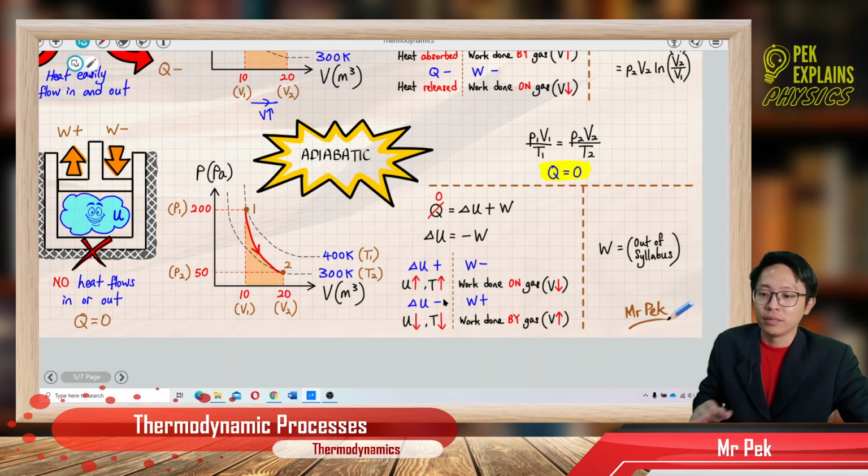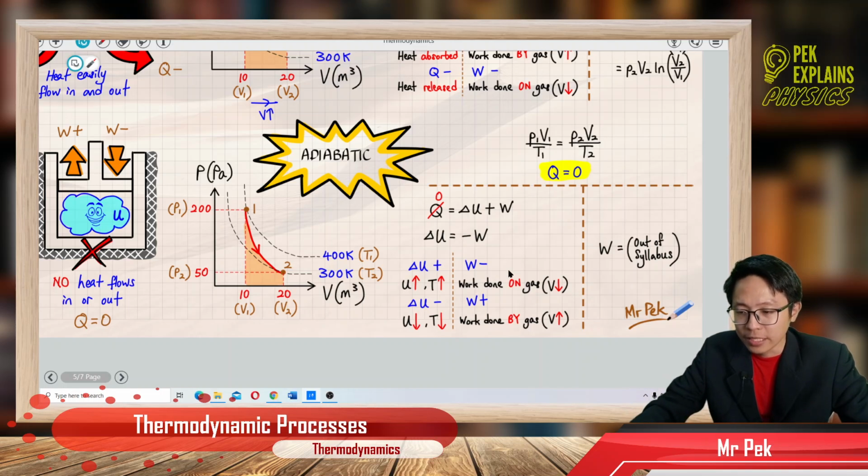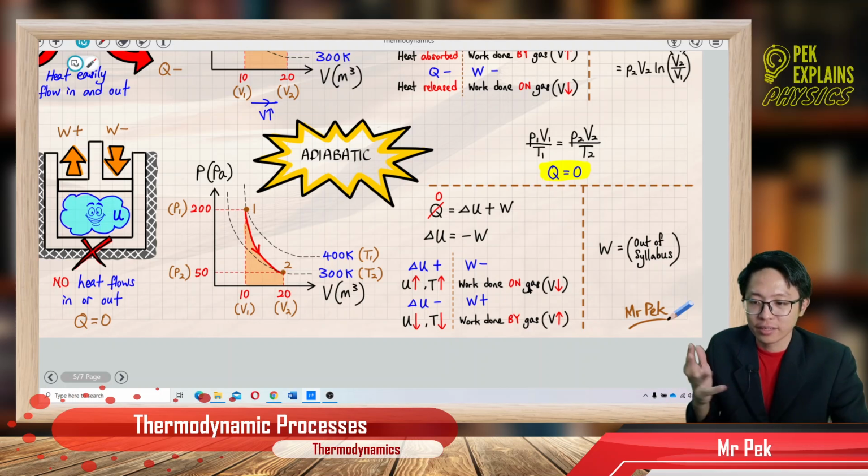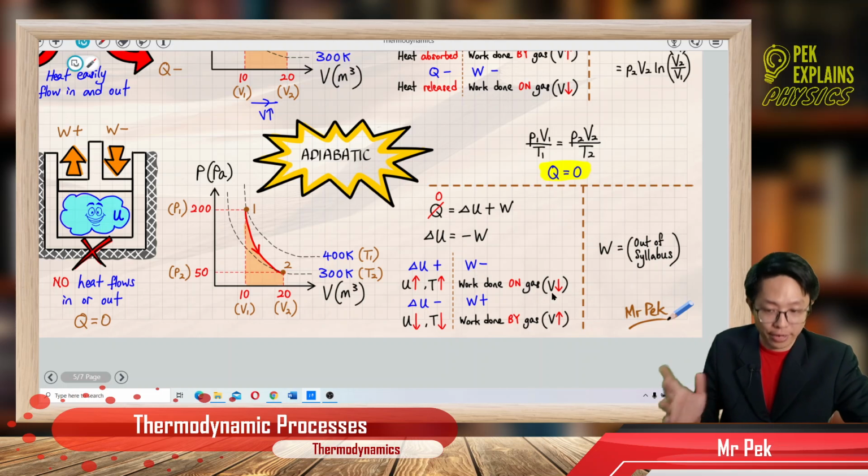Now let's look at what this means. What does it mean by W negative? Let us start from the work done. W negative means work done on gas. That means the gas doesn't do any work. Work done is negative: compression, volume decrease.